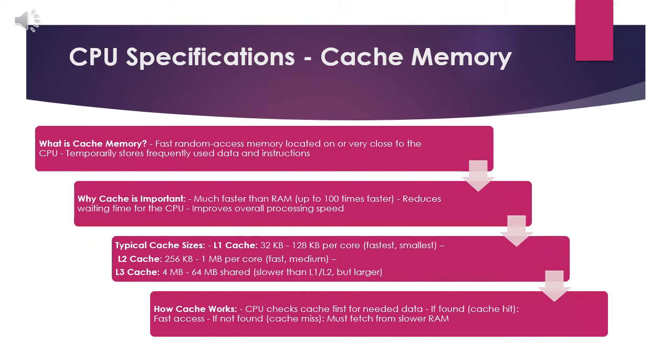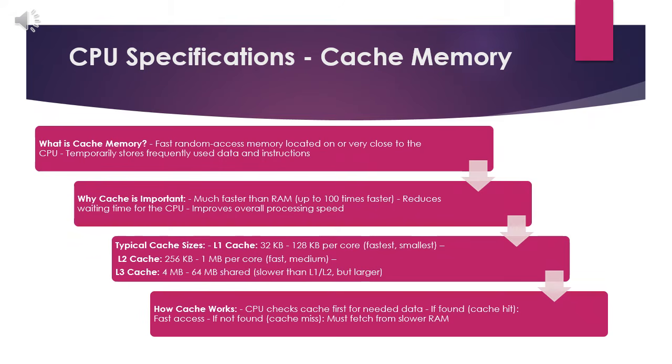CPUs use 3 different levels of cache. L1 cache is the fastest but smallest, usually a few kilobytes per core. L2 cache is slightly larger and acts as a middle ground for speed. L3 cache is the largest. It is shared across all cores and can range from 4 megabytes to over 64 megabytes on high-end chips.